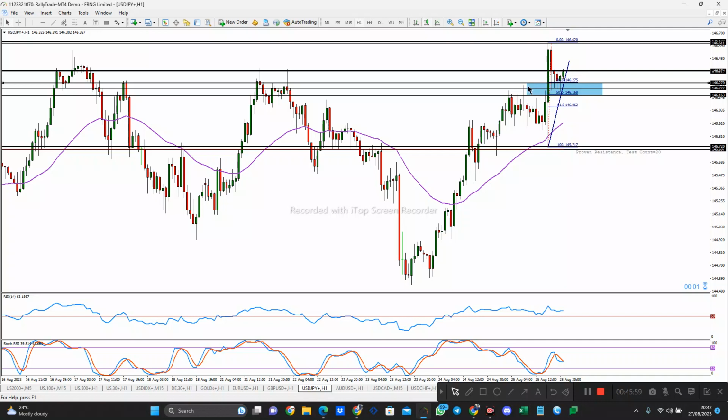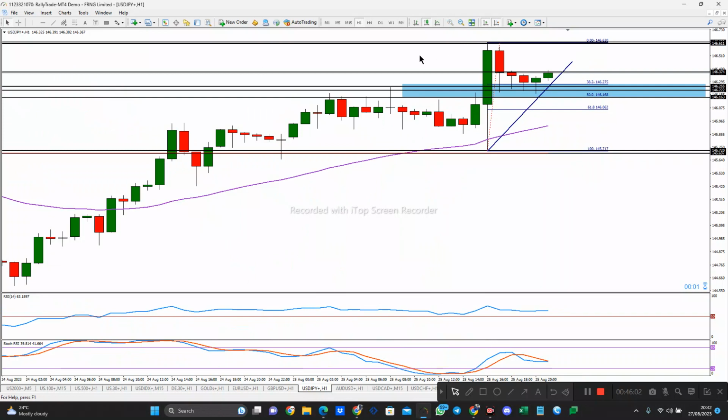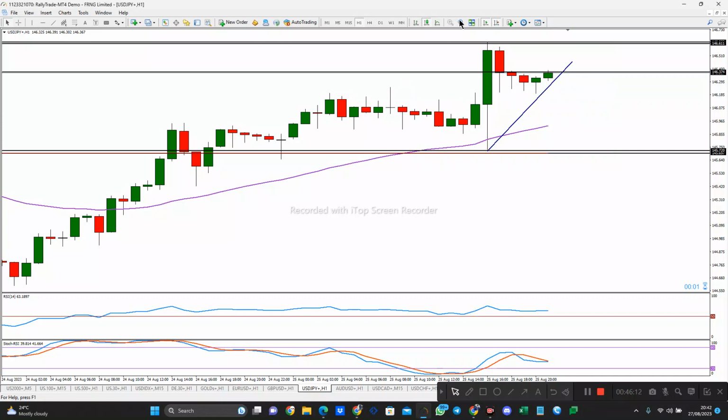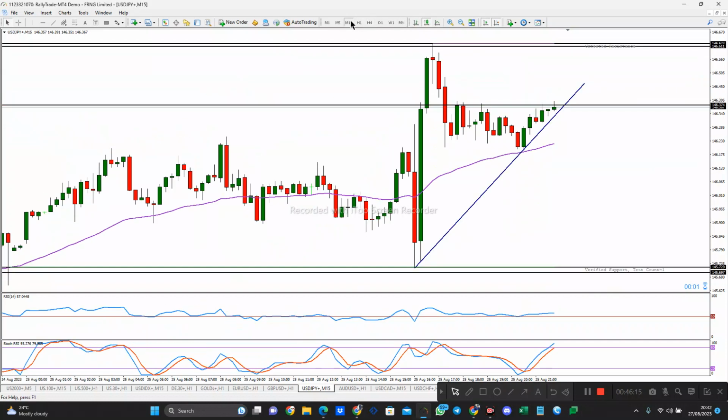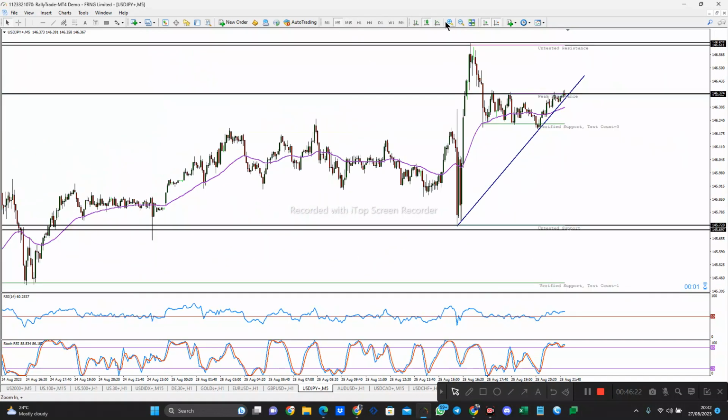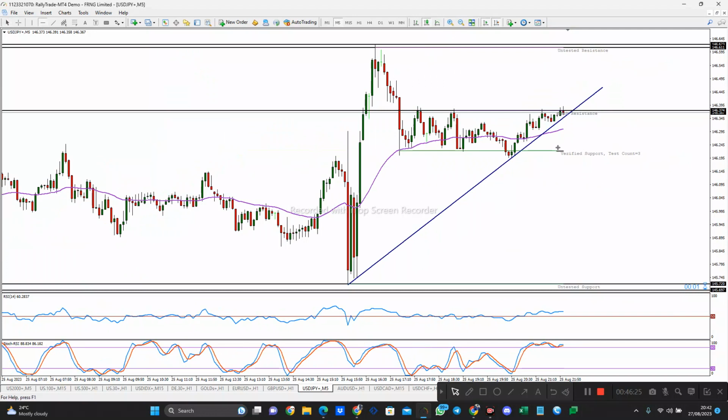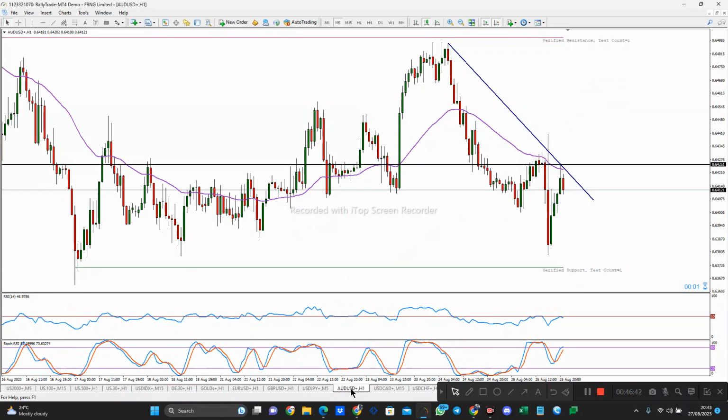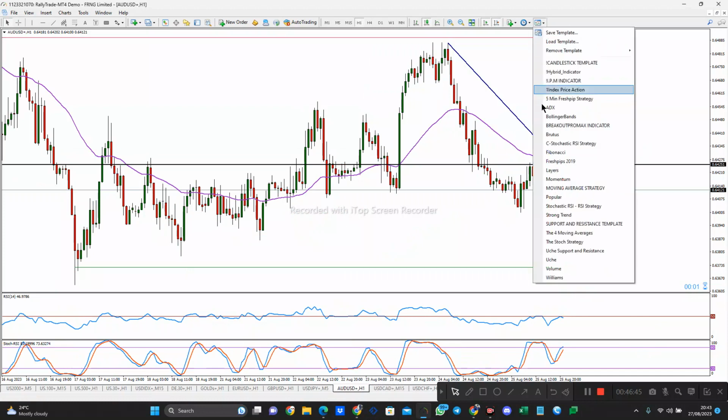So that is my take. I just did USD JPY. So let's look out for some more. Let's look at the AUD USD.